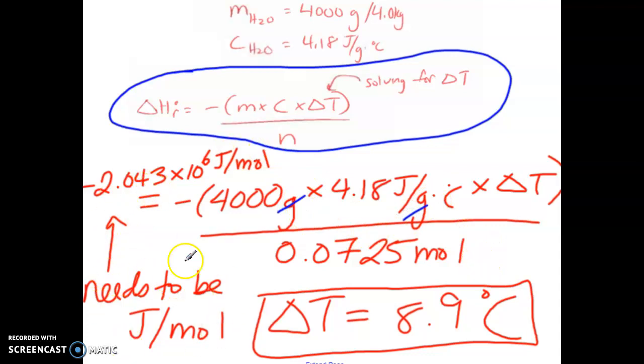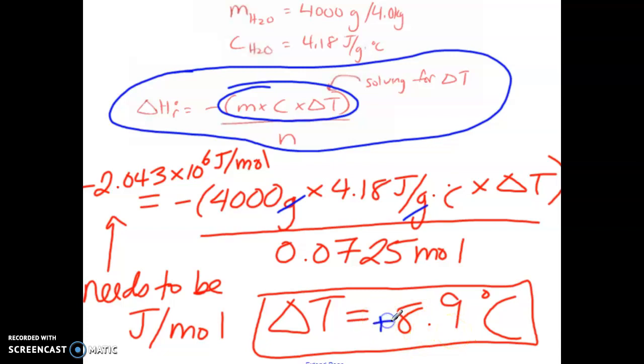So, and I made a note down here, we have here our delta H, the molar enthalpy for the combustion of propane, and then we have equals minus mass of water, heat capacity of water, change in temperature of water. Remember, everything in this bracket is for the surroundings: water, water, water. The mole value is the mole value of the system, which goes back to our propane for this particular scenario. So our change in temperature should be 8.9 degrees Celsius.